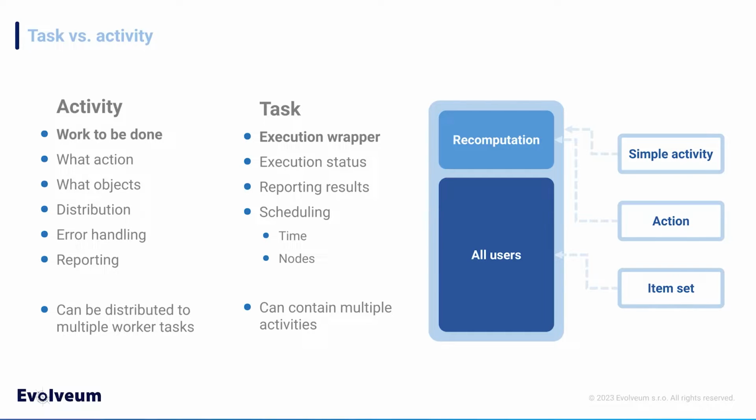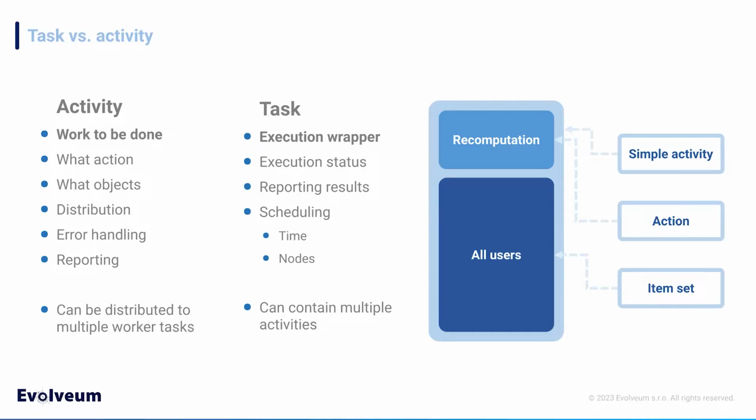On the other hand, a task is an execution wrapper on top of the activity. So it contains a top overview of what is happening, like the whole execution status. Is it currently running? Is it stopped because there was some problem? Is it waiting to be scheduled? And so on. The task is also responsible for reporting aggregated results to you, so it gives you an overview of what happened, how long it took, and so on.